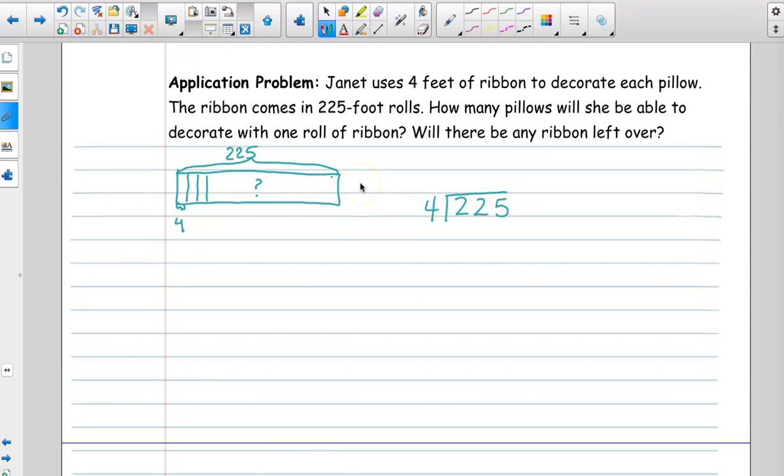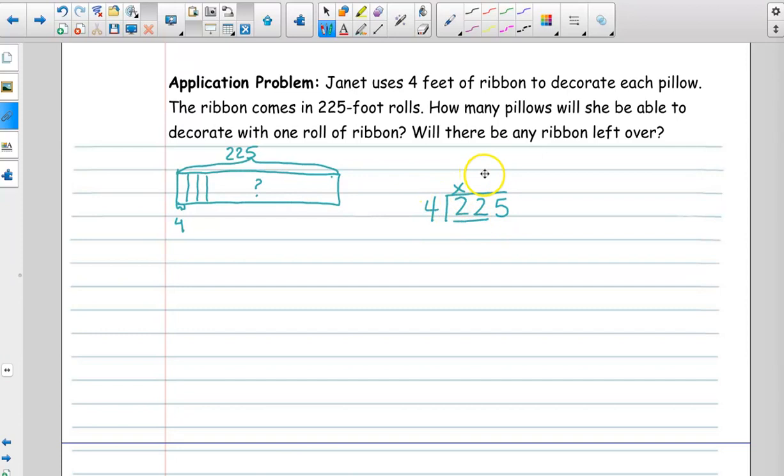So to find this out, I'm going to take 225 feet of ribbon and divide it by 4, because 4 feet will do a pillow. And my first question is, if I have 225, how many times will 4 go into the 2? Well, it won't. So there won't be a number above this. No number here. I'm going to have to divide into 22. 22 divided by 4. Hopefully you said 5.